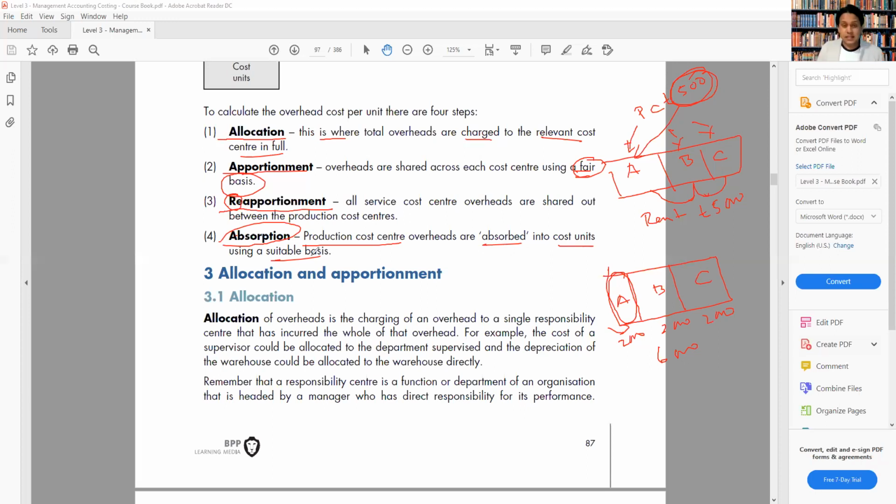Now, the suitable basis could be anything, we're going to see later on, but for the time being, I want to say production cost center overhead are absorbed. Now, this word is a very, very technical word: absorbed. For example, if we have a sponge, like in the kitchen, we clean the water, and the water is basically soaked by the sponge.